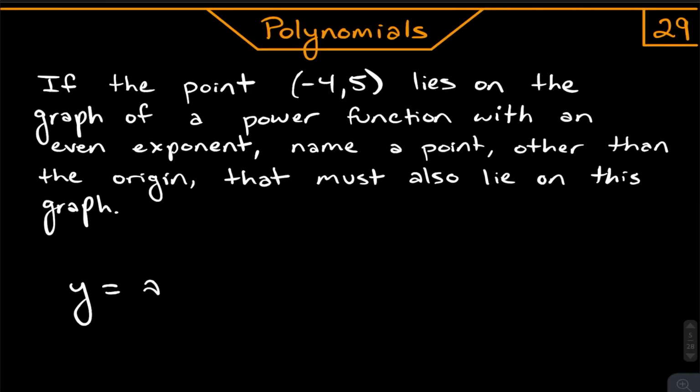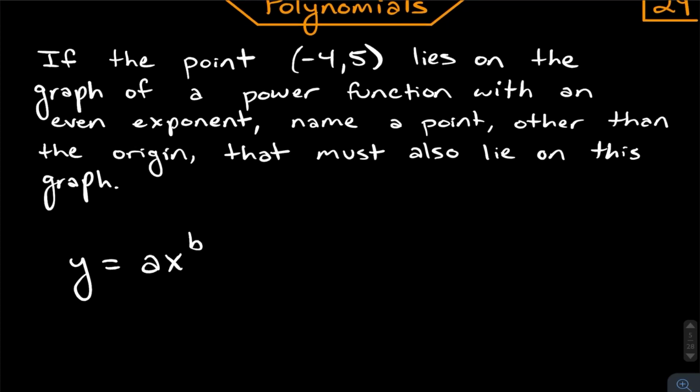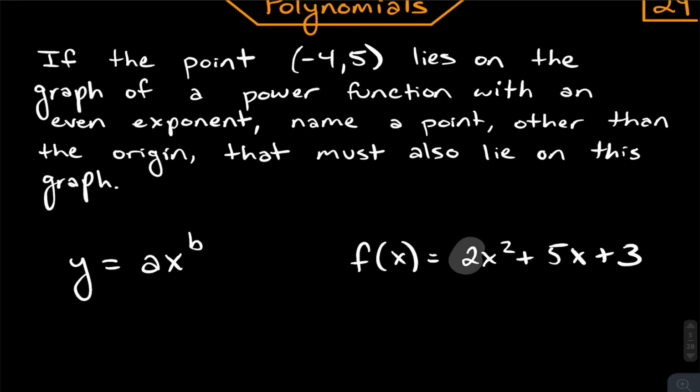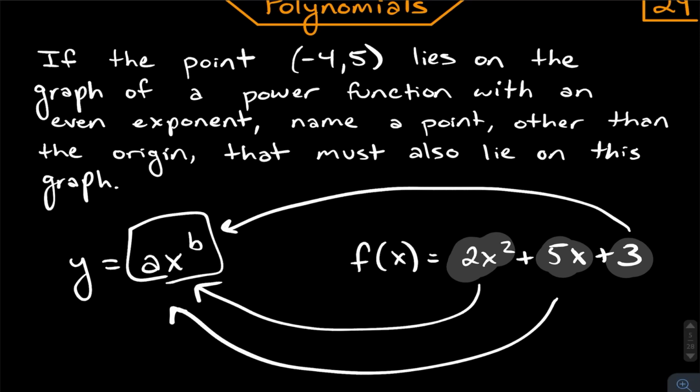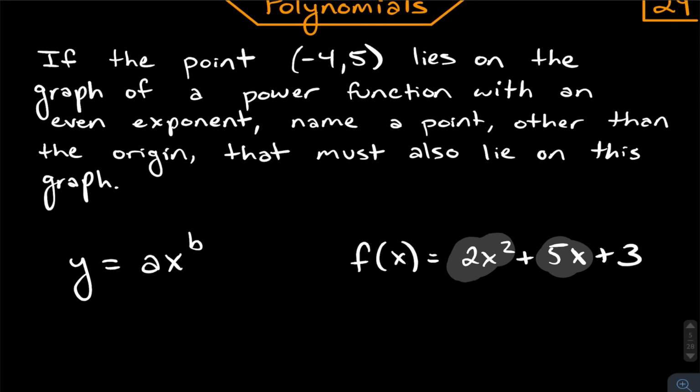A power function is literally just a x to the b power, or just something of that form. What are things that take that form? Well, if you have a polynomial, like 2x squared plus 5x plus 3, which is something we had in the last example, this has a bunch of little power functions in it. 2x squared is of this form, 5x is of this form, and if you say that 3 is 3 times x to the 0 power, it's also of this form. Okay, and so that's what a power function is.